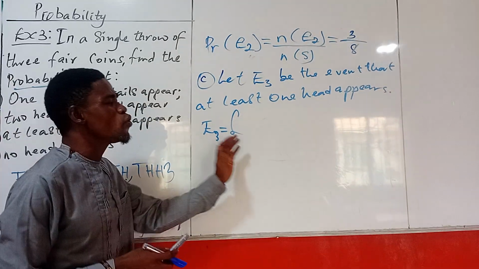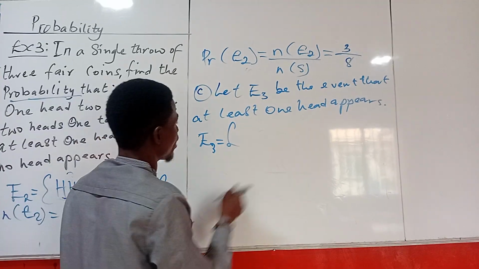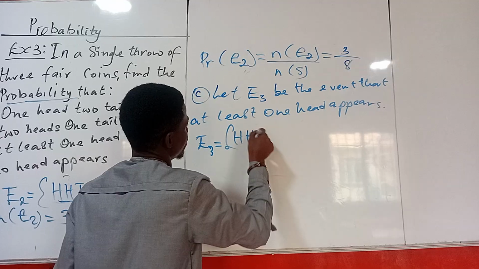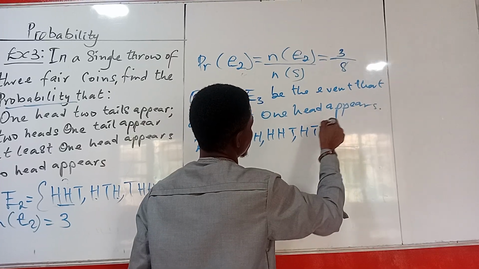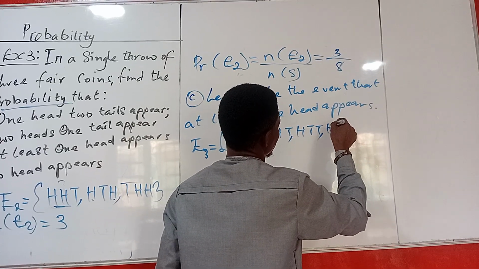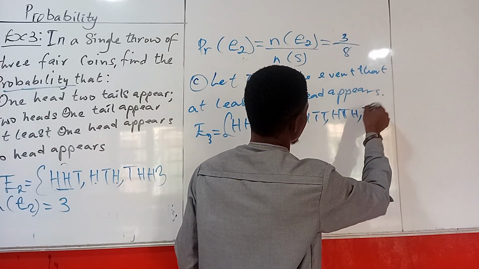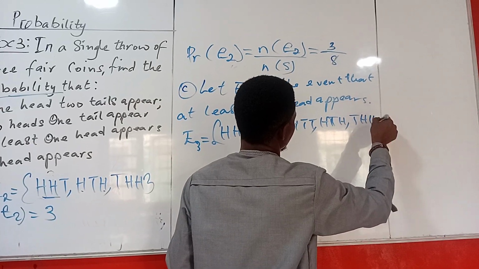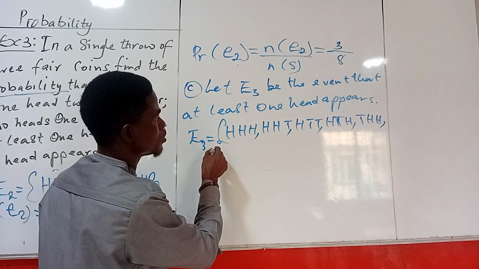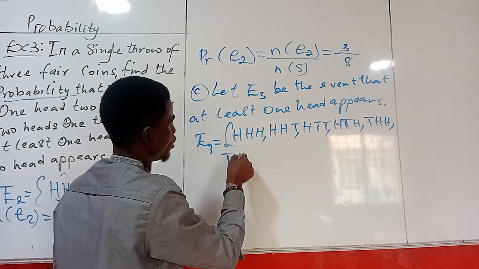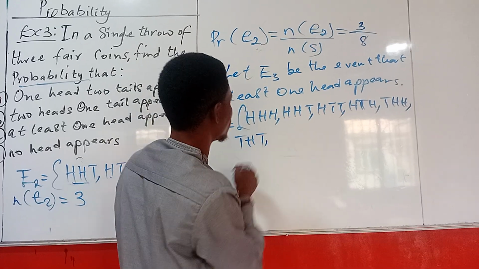It means that excluding tail, at least one egg appears. So we are going to have HHH. We have HHT. We have HTH. Then what else do we have? 1, 2, 3, 4, 5. Then we have THH. Yes. Then we move on.